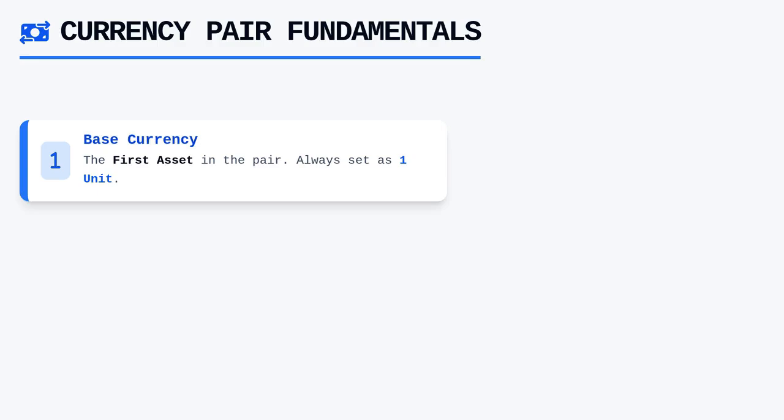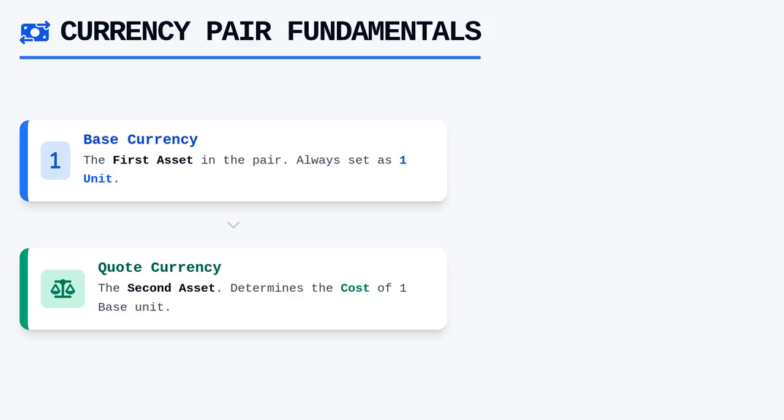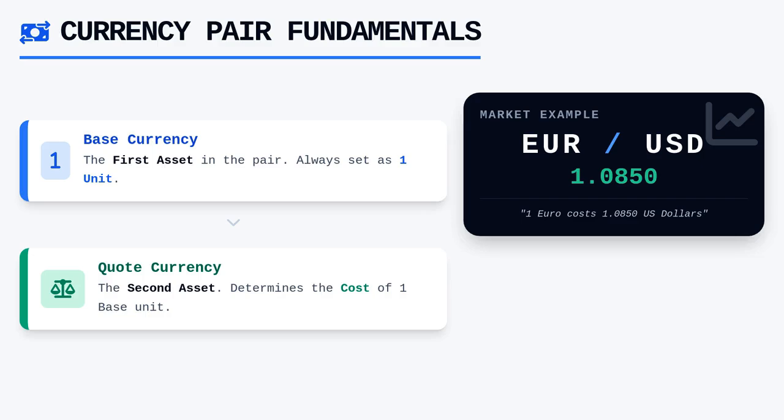In every currency pair, we denote the assets as either the base currency or the quote currency. The base currency is the first currency in the pair, and its value is always set to 1 unit, while the quote currency tells us how much of that currency is required to purchase 1 unit of the base. For example, in a euro to US dollar pair, the euro is the base and the US dollar is the quote. If the price is 1.0850, it means 1 euro costs 1.0850 US dollars.